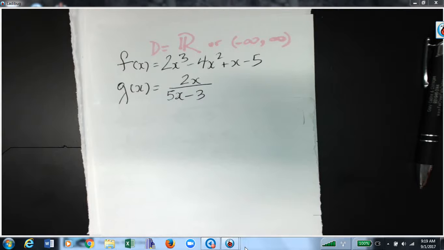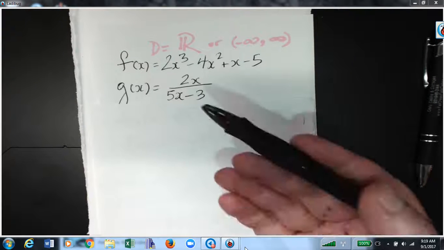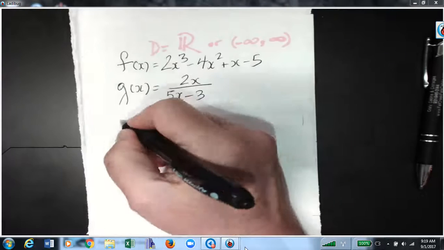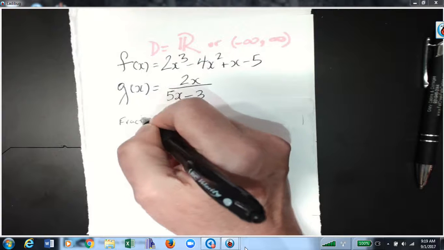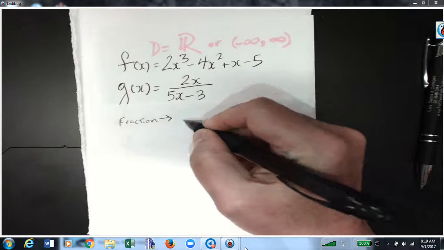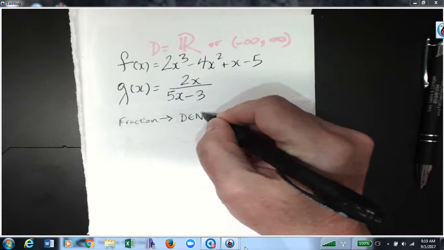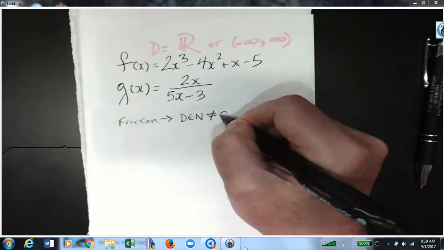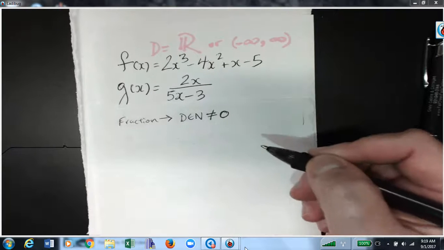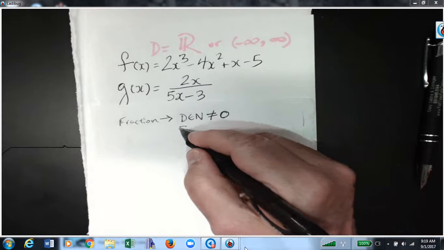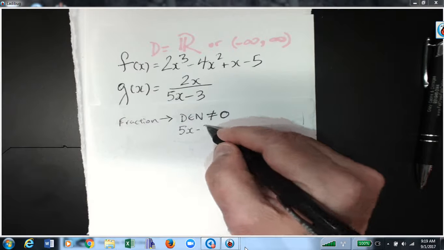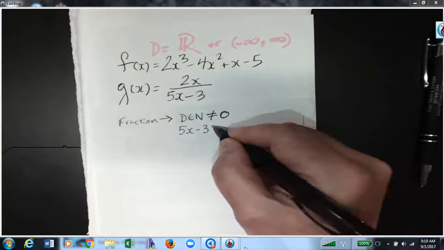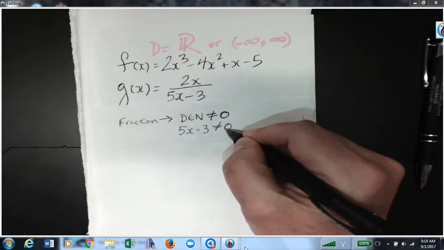Yes, because we have a fraction here. So we have a fraction, and the denominator is not allowed to be 0. Okay, so that means in this specific case, 5x minus 3 is not allowed to be 0.